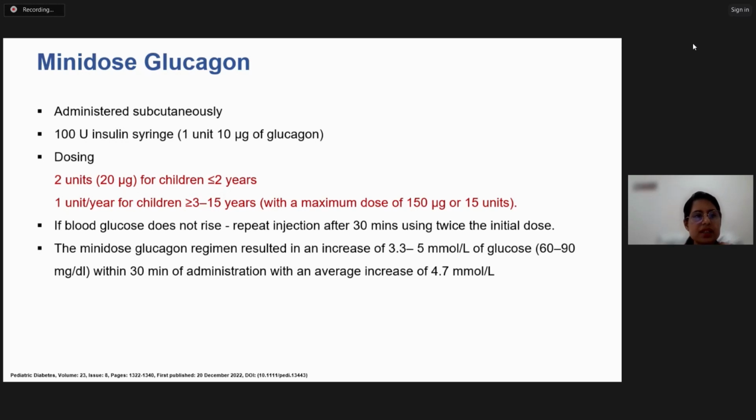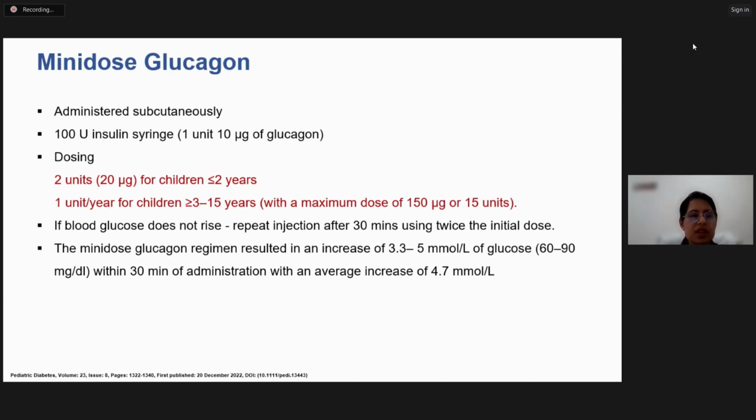It is administered subcutaneously using a 100 unit syringe, and 1 unit on a 100 unit syringe is equivalent to 10 micrograms of glucagon. The dosing for mini dose glucagon is 2 units for children up to 2 years old, and 1 unit per year for children aged 3 to 15 years, with a maximum dose of 15 units.